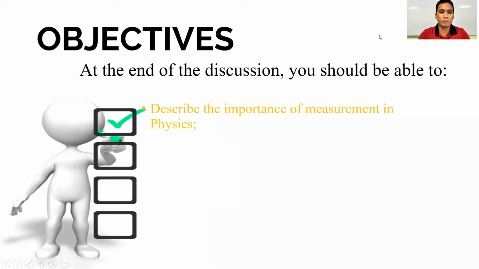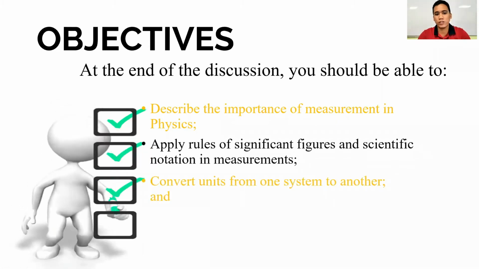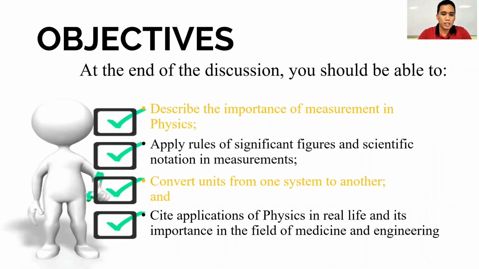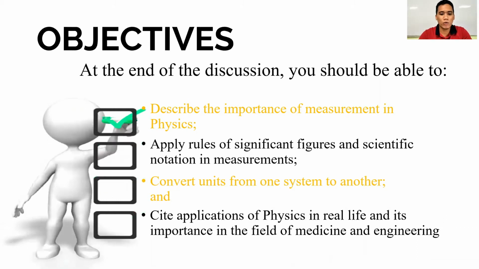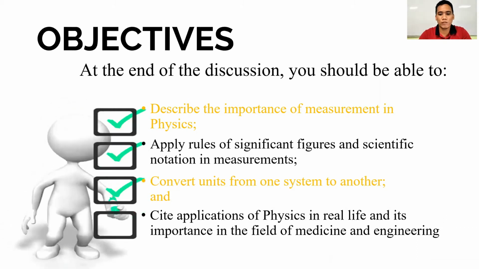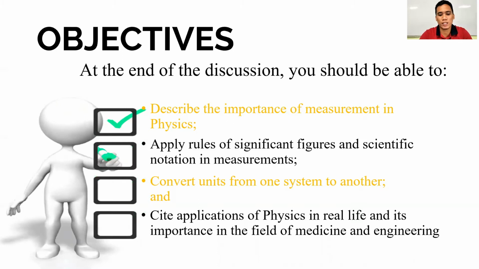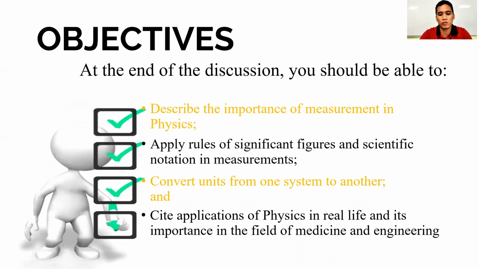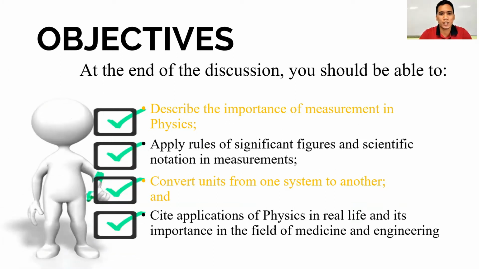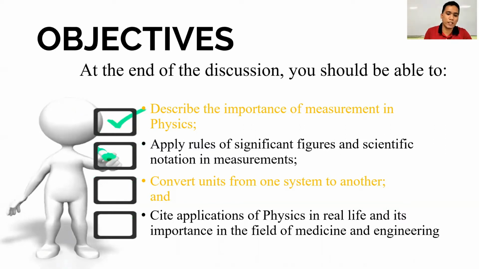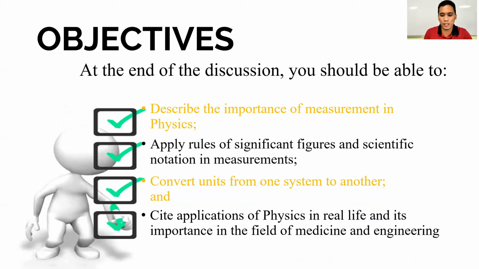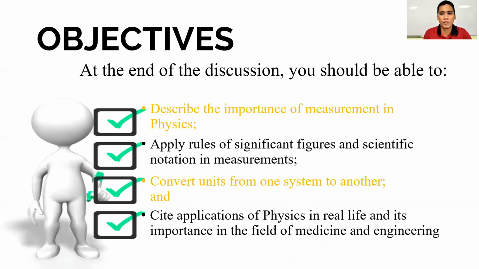So the objectives for today's discussion: describe the importance of measurement in physics, apply rules of significant figures and scientific notation in measurements, then convert units from one system to another system, and last is to cite some applications of physics in real life and its importance in the field of medicine and in engineering.